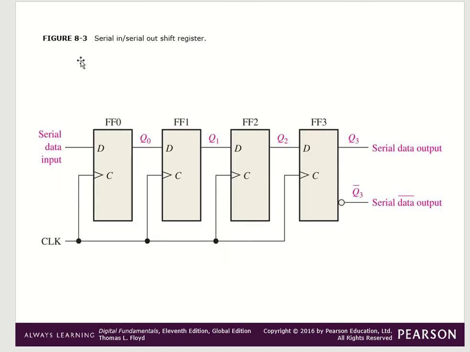Okay, assume that the data is 1010. So how many clock pulses are required? At the end of the fourth clock pulse, the data will go in as 1010 because it is serial in. But if it is parallel in, there is no need for 4 clock pulses. Only 1 clock pulse, and it will enter simultaneously. But here the data is entering one by one. That is why it requires 4 clock pulses. So at the end of the fourth clock pulse, this shift register contains 1010.